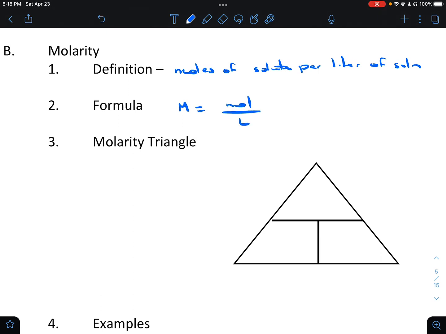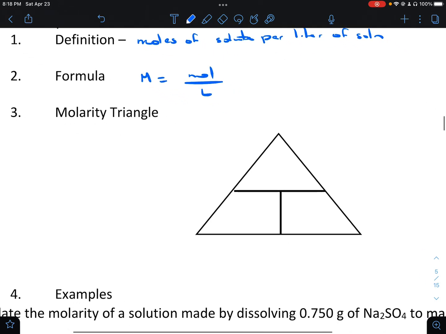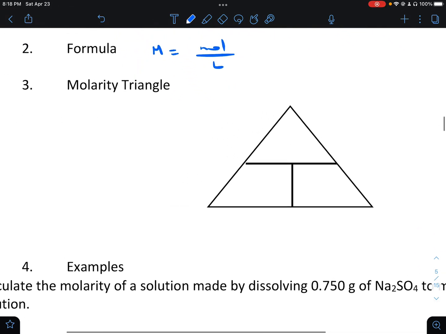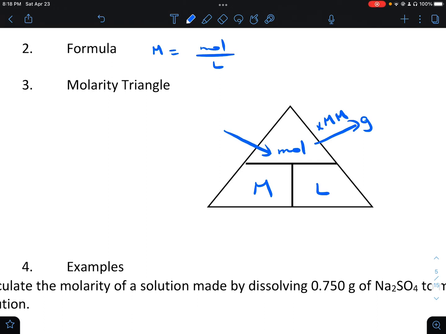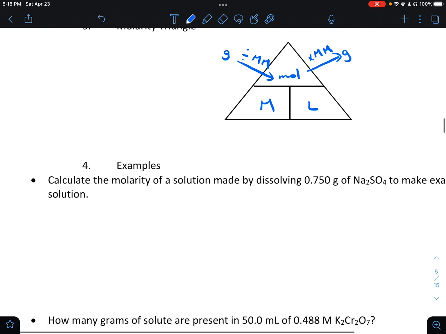So it's pretty simple. We're going to make a little triangle out of it, much like we did with our density triangle earlier in the year. So here we have capital M, that's molarity. On top we have moles, and below, liters, all right? Sometimes we're going to have to go from moles to grams, and we do that by multiplying by molar mass. And sometimes, just like in the last chapter, we're going to have to go from grams to moles. This is where we divide by molar mass, and that's what we're going to use our periodic table for. So let's take a peek at a couple of examples here.